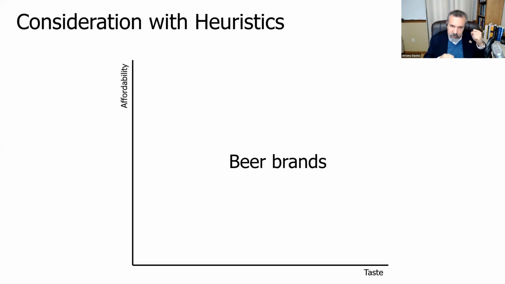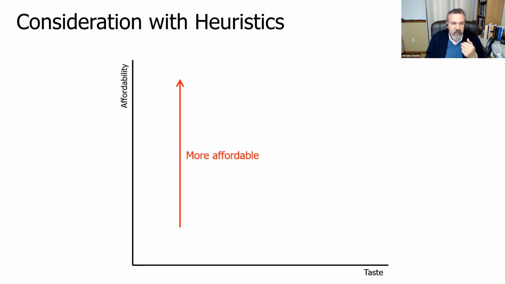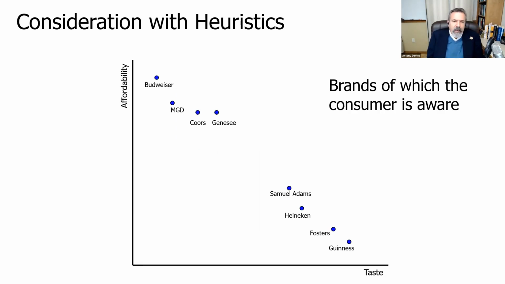So here's the consumer. He's going out to the store. He's going to buy beer, and he thinks to himself, all right, what do I know? I know that two things matter to me. One is taste, and the other is affordability. So think about taste along one axis and affordability along the other. And I'm aware of, maybe I've had experience with a certain number of brands, and here they are.